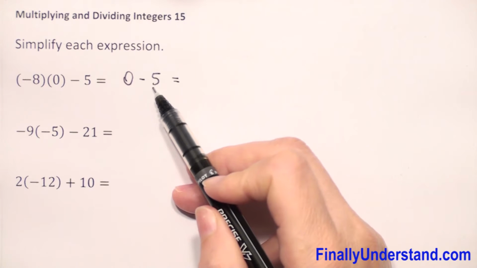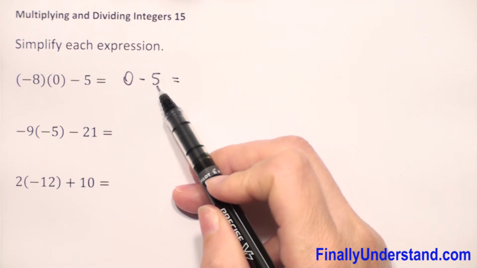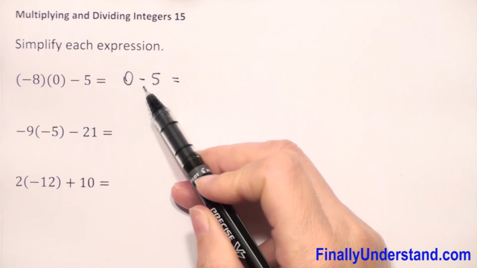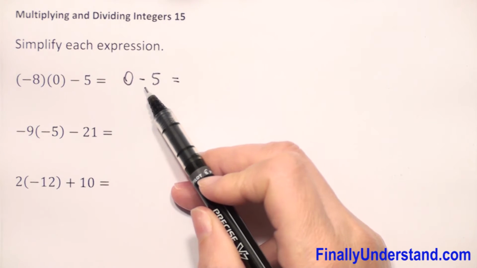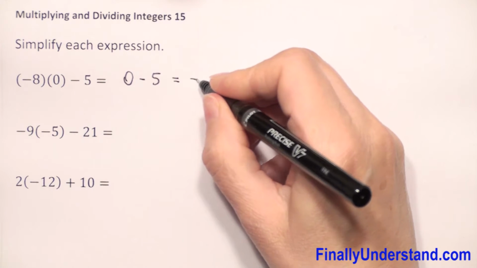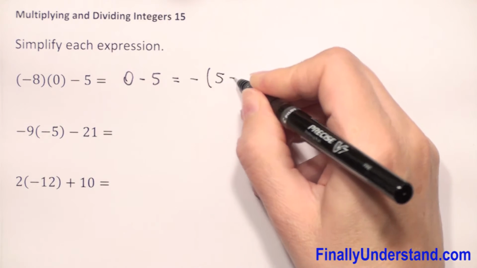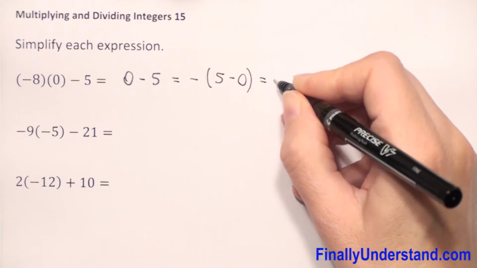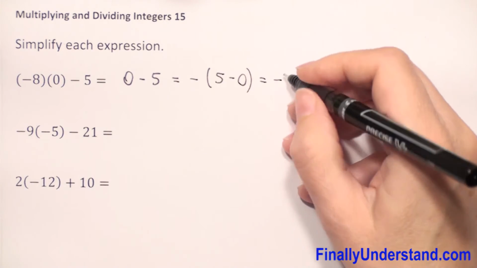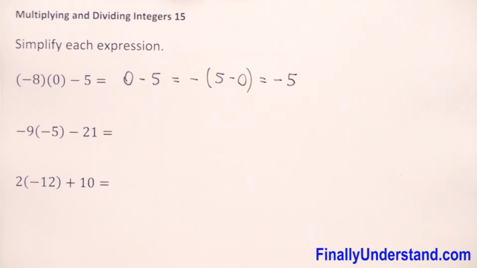So which of these two numbers is greater? 5 is greater than 0. So we keep the sign of the larger number, negative, and we subtract from 5, 0. So this is equal, negative sign we copy, 5 minus 0 is of course 5. So the answer will be negative 5.